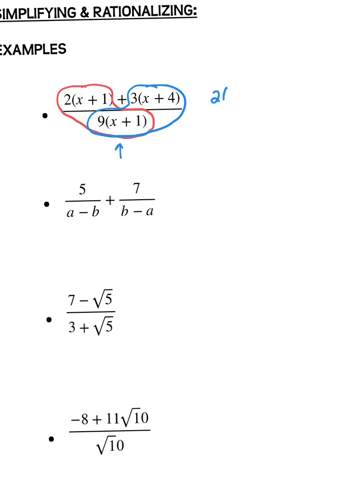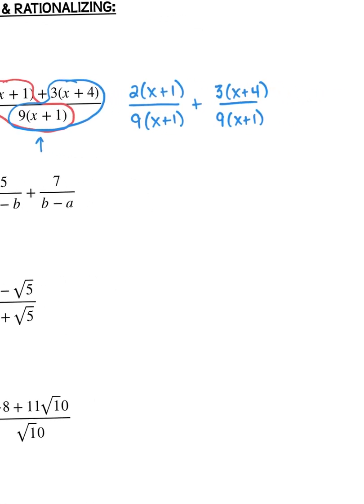2 times (x plus 1) over the denominator of 9 times (x plus 1), plus 3 times (x plus 4) over 9 times (x plus 1).